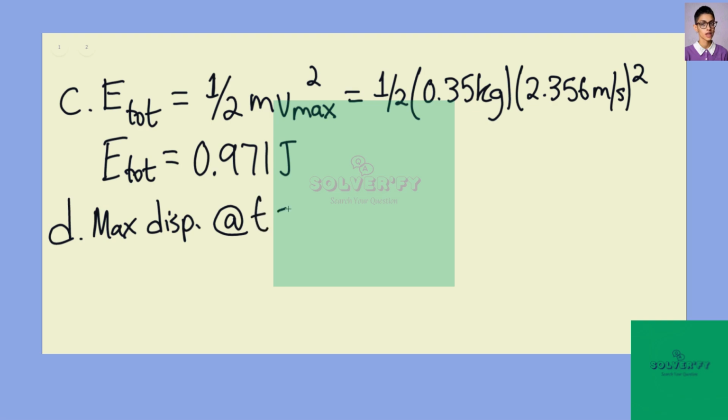For part D, we want to find the maximum displacement at t equals 0 seconds. We know that if the initial position is at the maximum displacement, this means that the general equation will be a cosine graph. So this is a cosine function.